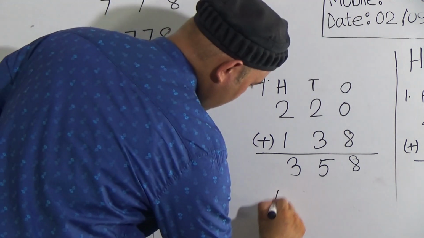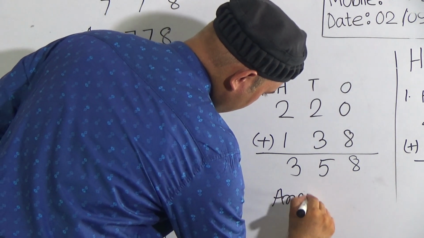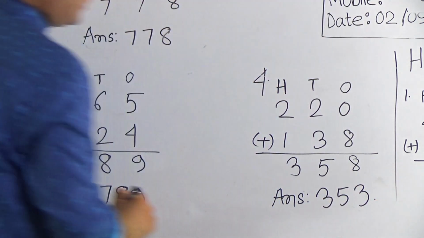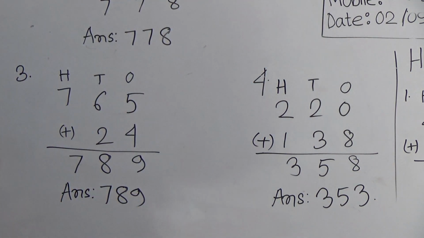So the answer is 353. My dear students, hope you understood how we can add two numbers. Practice it at your home more and more.